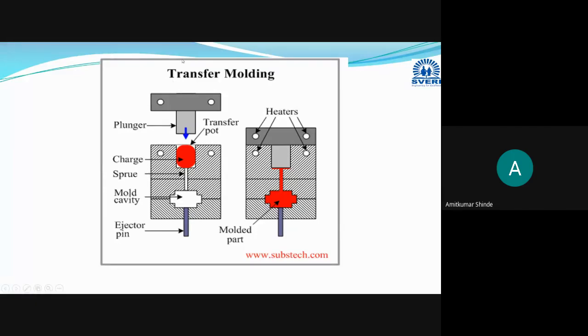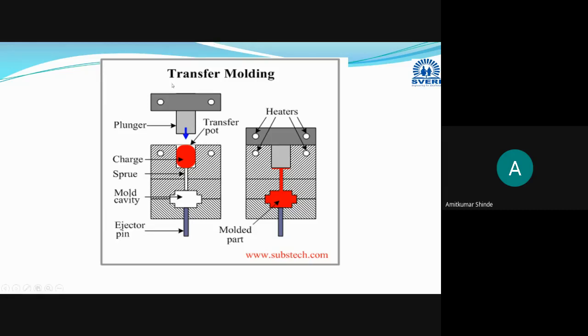Now why is the name transfer molding given? Because we are taking the charge in one transfer pot, and from that we are transferring it to the mold cavity. In compression molding, we are not doing any transfer. Only in the same chamber we are doing the heating, and in the same chamber we are applying the pressure also. This is the difference between compression molding and transfer molding.